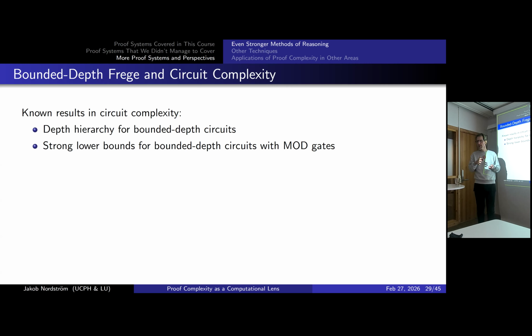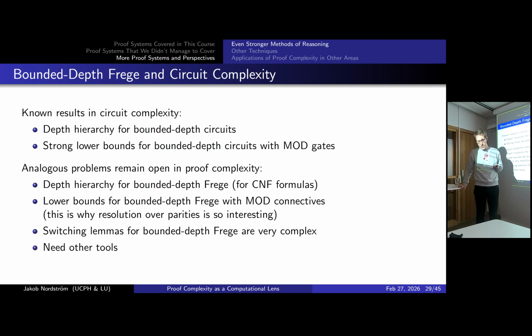And that is the reason why, in particular, resolution with parities is such an interesting proof system. Because if we could prove lower bounds for bounded depth Frege with mod connectives, then in particular, clearly we could do resolution with parities. But we can't.